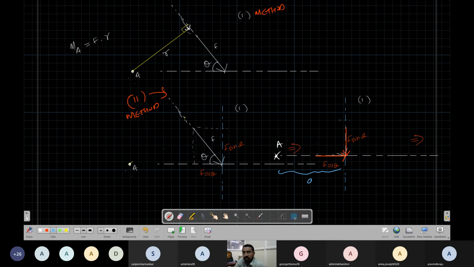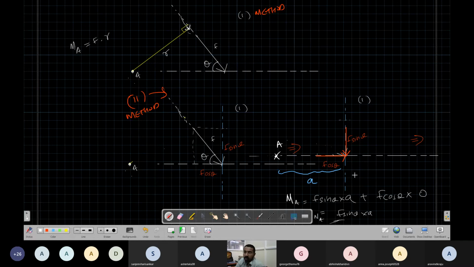So let's say this is A. So moment about A is equal to F sin theta times A plus F cos theta times something. But this cos theta is passing through this point, so the perpendicular distance is 0. So this is equal to F sin theta times A. Okay, so this is another way of doing it.